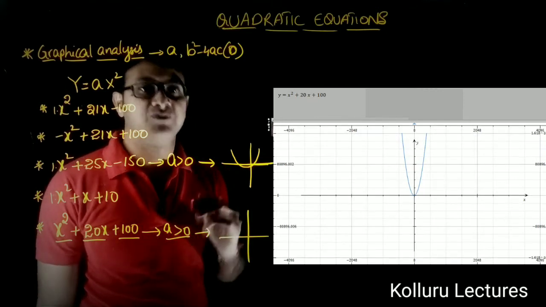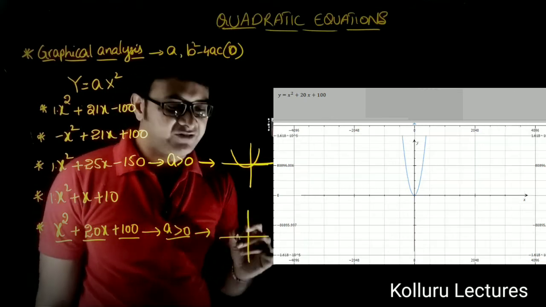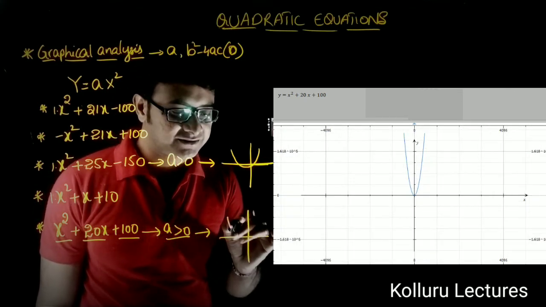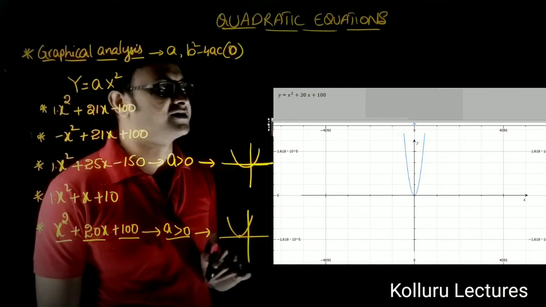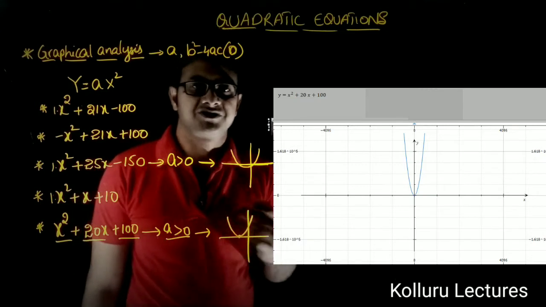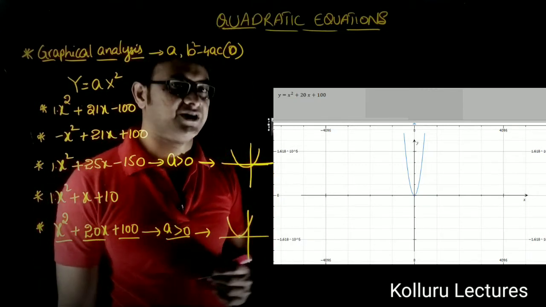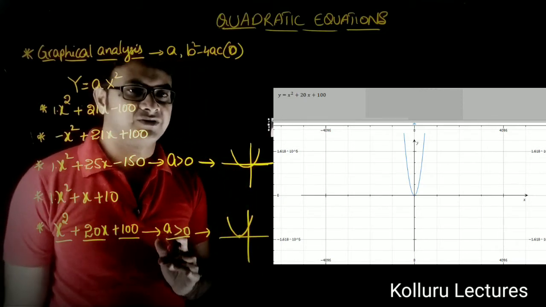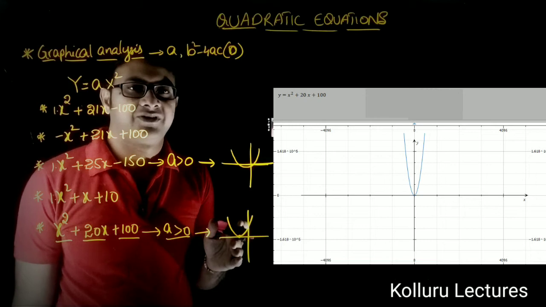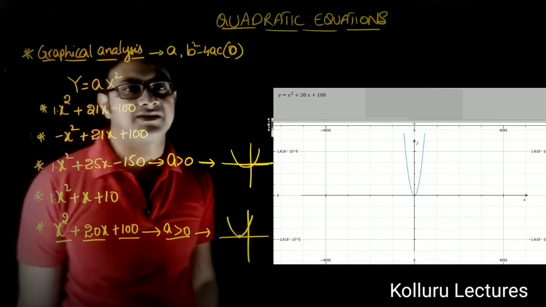At one point, we are going to take it as a repeated root, meaning a double root. So that point will be repeated twice. So if a is greater than 0 and b square minus 4ac is equal to 0, the graph will open upwards and it will touch the x-axis at a point.